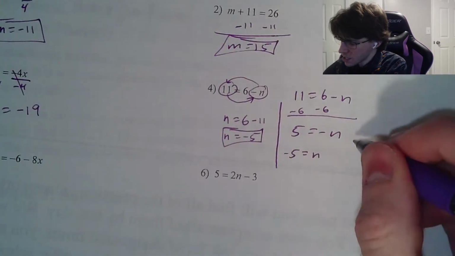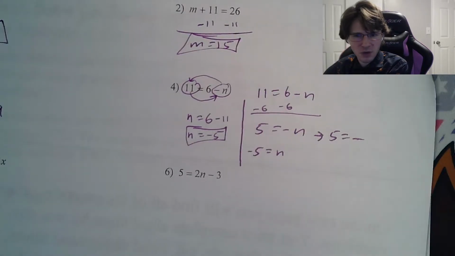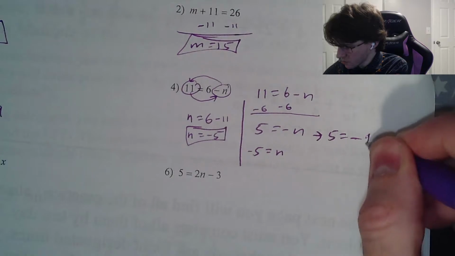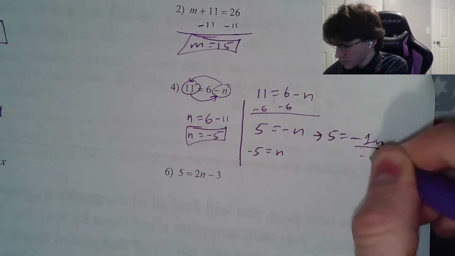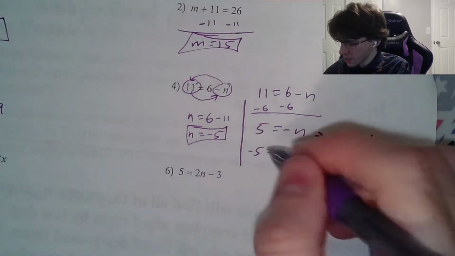Last but not least, as an additional way of doing this question right here, you're at this step, is remembering that a negative n is the same thing as a negative 1n, and then we can just divide both sides by negative 1. And that'll give us that negative 5 for the n.